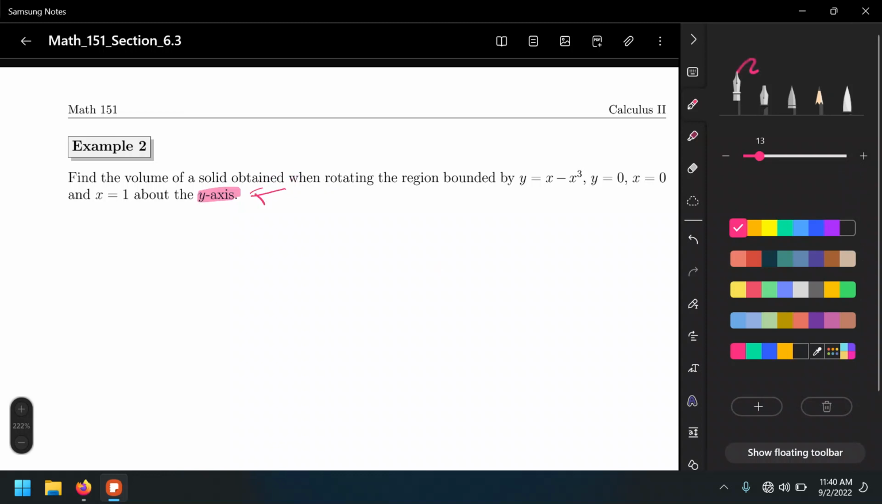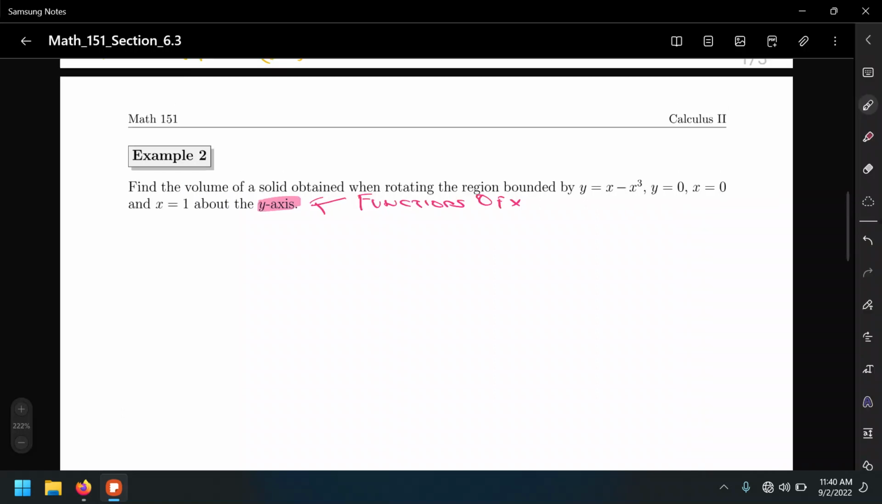Recall that in this case it's the opposite in the shell method as opposed to the disk and washer. Disk and washer, they're the same variable. In this case, functions of x. Okay, so let's do the graph. Number one, the graph of y equals x minus x cubed, which I will just give you. This one looks like this. You can verify this using a graphing calculator.